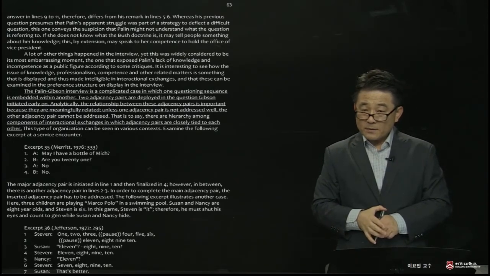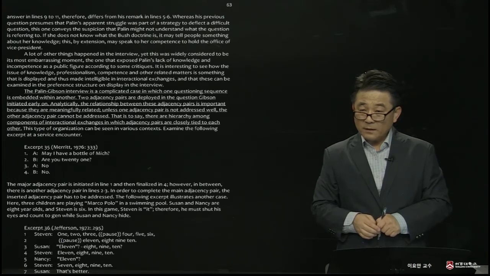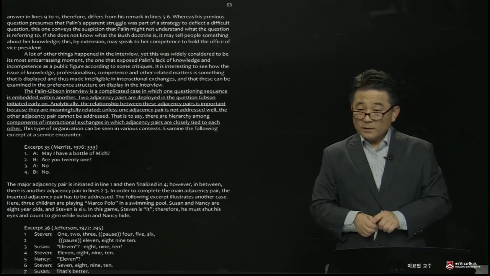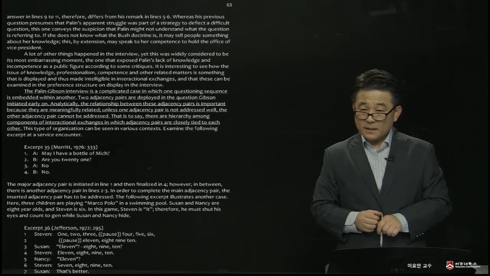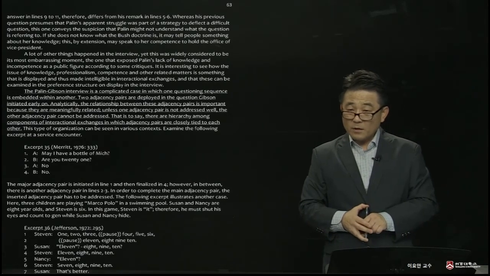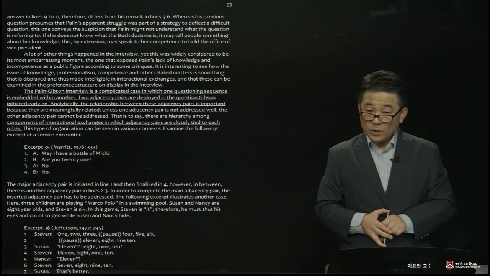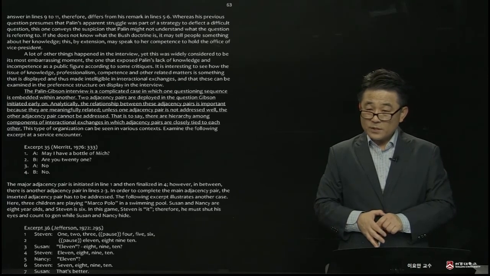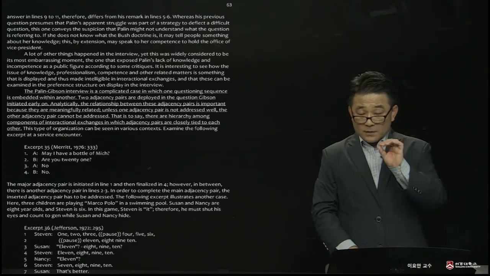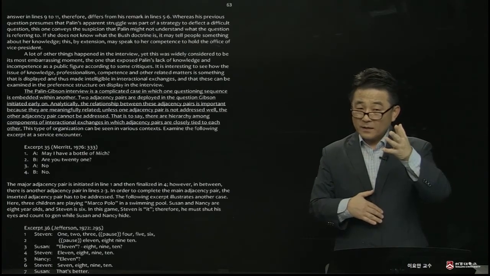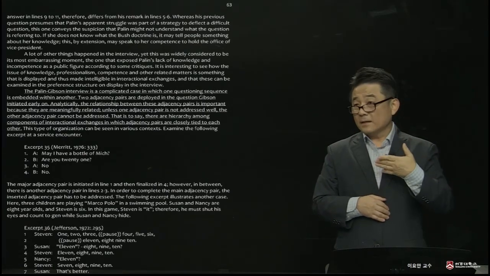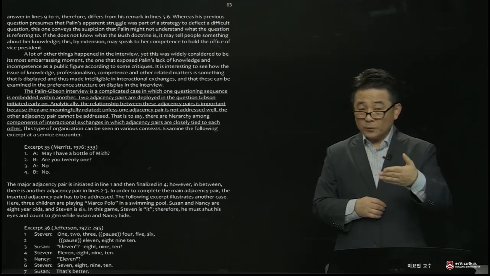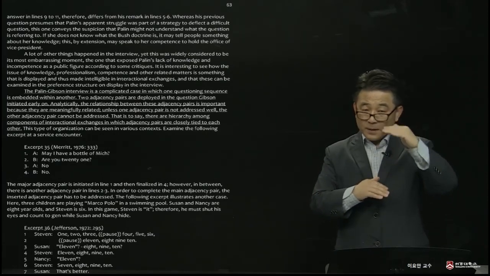Two adjacency pairs are deployed in the question Gibson initiated early on. Analytically, the relationship between these adjacency pairs is important because they are meaningfully related. Unless one adjacency pair is addressed well, the other adjacency pair cannot be addressed. That is to say, there is a hierarchy among components of interactional exchanges in which adjacency pairs are closely tied to each other. Okay? So Pauline's question is related to Gibson's question. Unless Charlie Gibson answers Pauline's question, the bigger adjacency pair cannot be fulfilled.